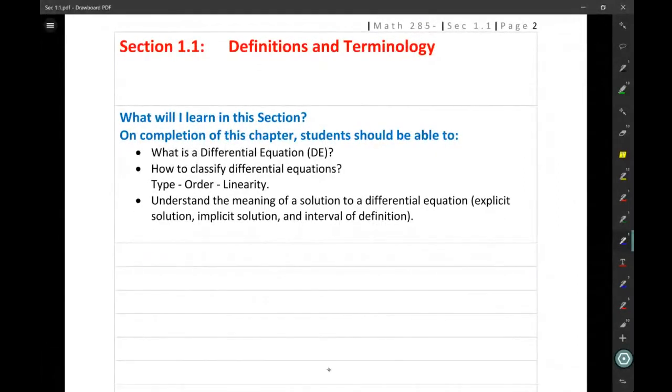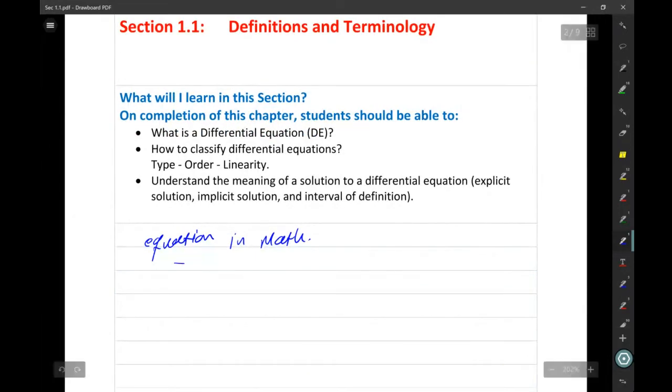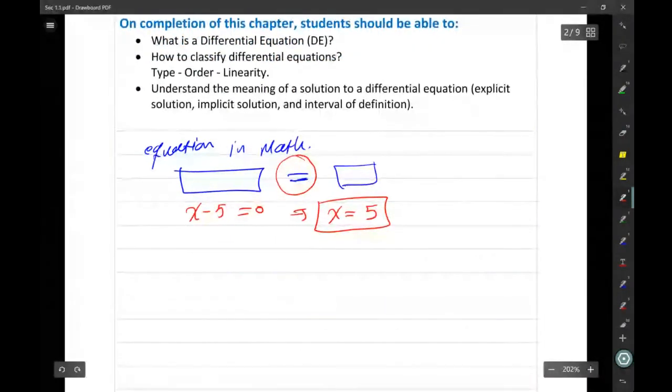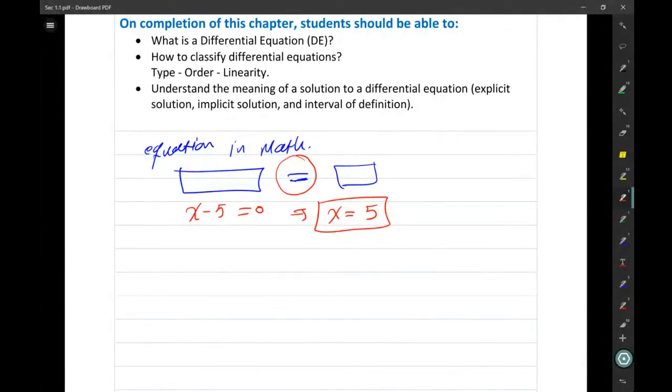An equation in math is a mathematical expression with two sides, and in the middle of these two sides there is the equality sign. This is called an equation. For example, when we see that x minus 5 is equal to 0, this is a linear equation. To solve this one, it is trivial that x is equal to 5, by taking minus 5 to the other side. This is the meaning of an equation. Now, what is the meaning of a differential equation?